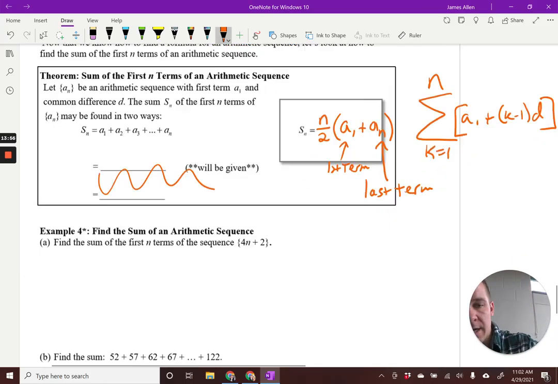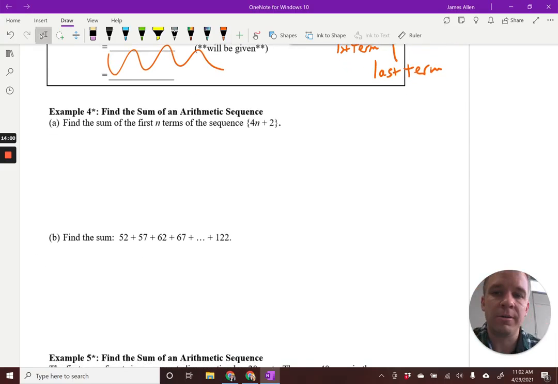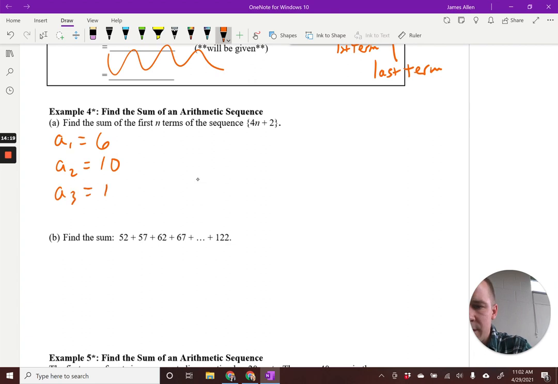Okay? Awesome. So find the sum of the first n terms of this sequence. So just asking for the first n terms. It's leaving it kind of generic. But let's go ahead and write some of these terms out. So let's say a sub 1, that's going to be 6. A sub 2, that's going to be 8 plus 2 is 10. It's going up by 4 each time. So then 14, 18, so on and so forth, right?